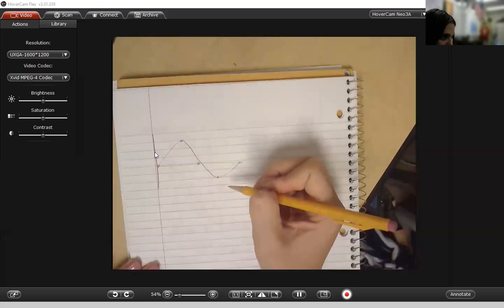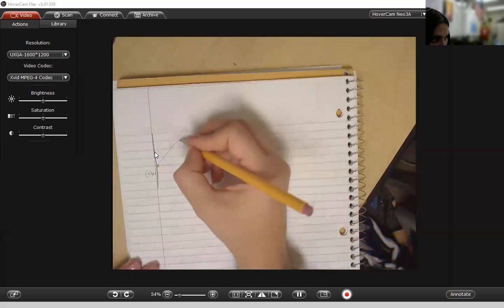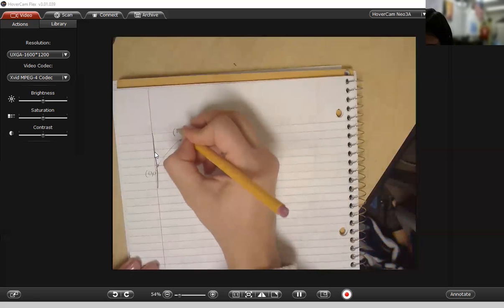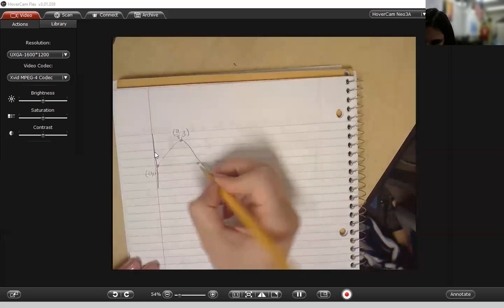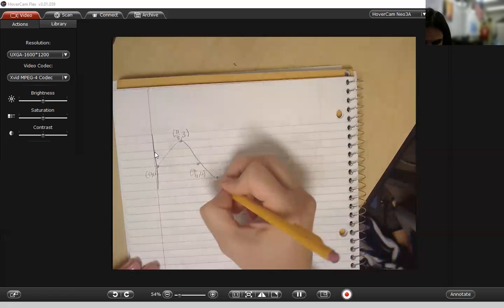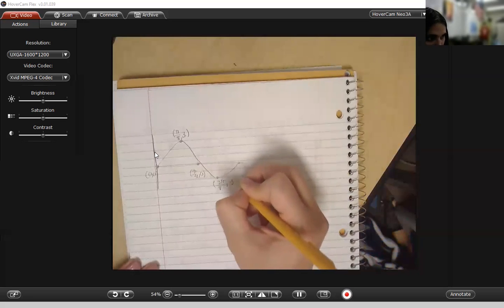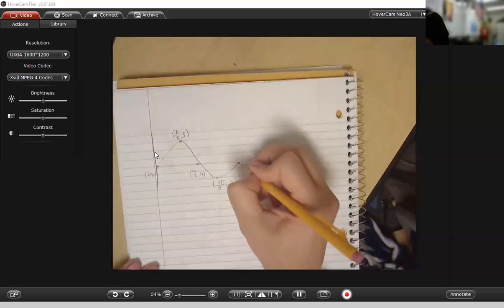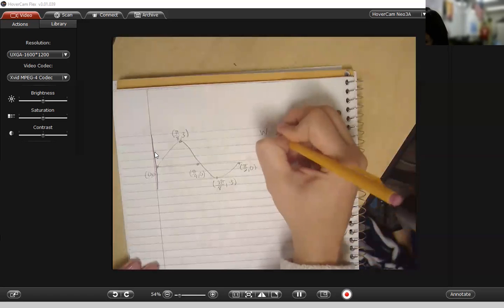All right, what are the points that it gives me for this one? It gives me this is 0, 0. This is pi over 8, 3. This is pi over 4, 0. This is 3 pi over 8, -3. And this is pi over 2, 0. And my direction, again, is to write an equation.